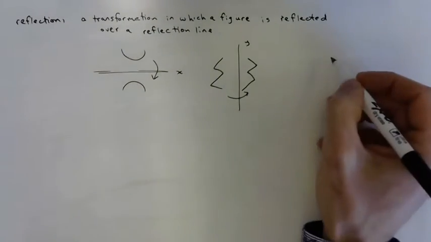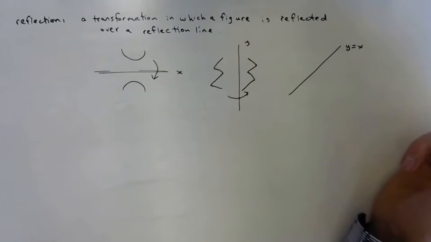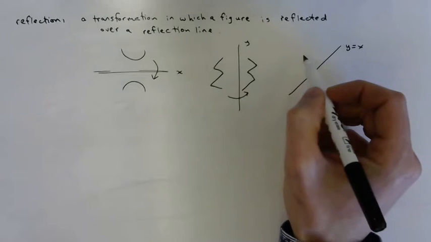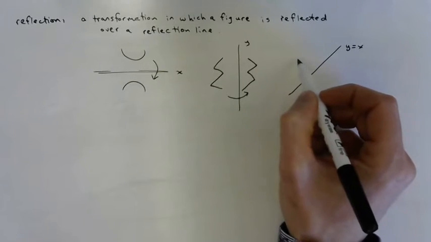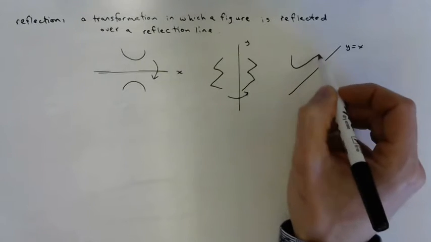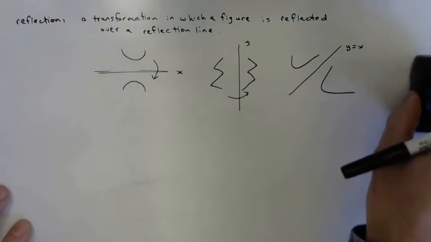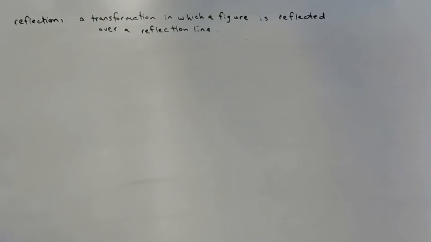You could also reflect things over the line y equals x. That actually happens a lot. It's harder to do, but if we had something like that, it would look like that. Other than being reflected, it's the exact same.